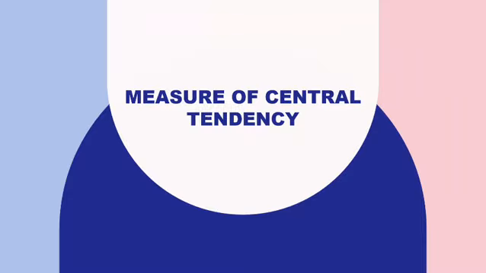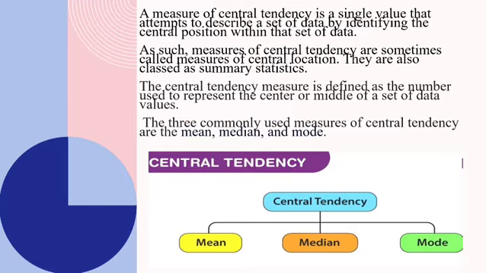Hello everyone, today I will be explaining the concept of measure of central tendency. So let's start. A measure of central tendency is a single value that attempts to describe a set of data by identifying the central position within that set of data. As such, measures of central tendency are sometimes called measures of central location. They are also classed as a summary statistic.